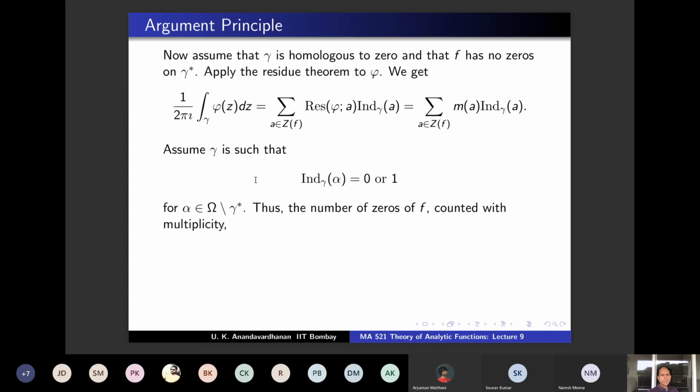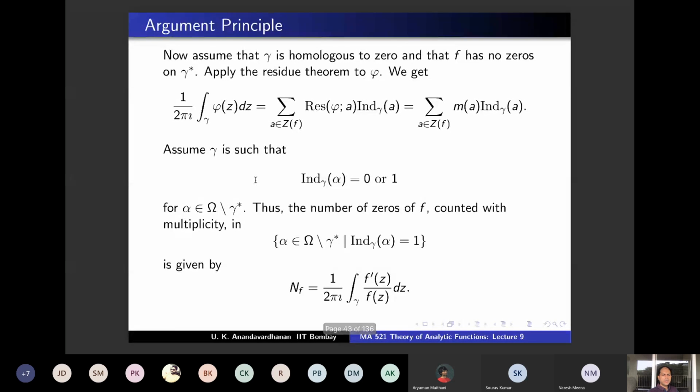The number of zeros of f counted with multiplicity inside the curve, in the region bounded by the curve, which I denote by n subscript f, is 1 by 2 pi i times the integral of phi(z) dz, but phi is f prime by f. So it is this thing. This is what is called the argument principle. It has a very simple proof. It just follows from a quick application of the residue theorem. Okay, is the proof clear? Statement clear?